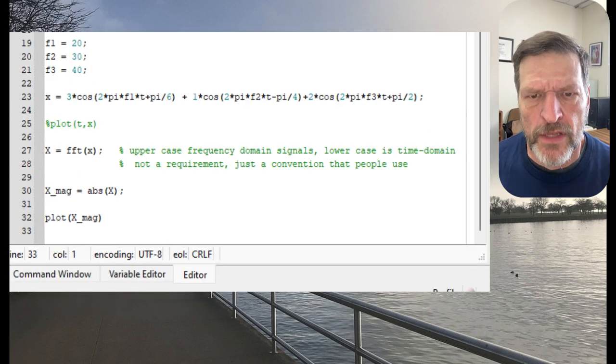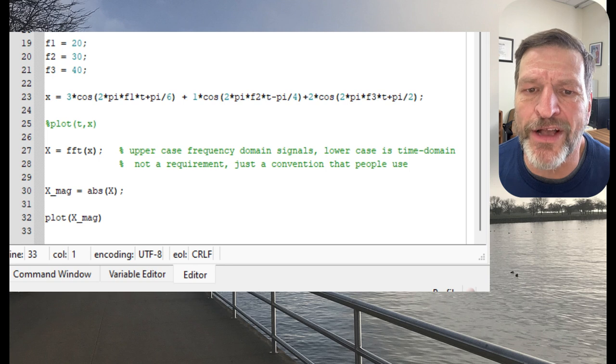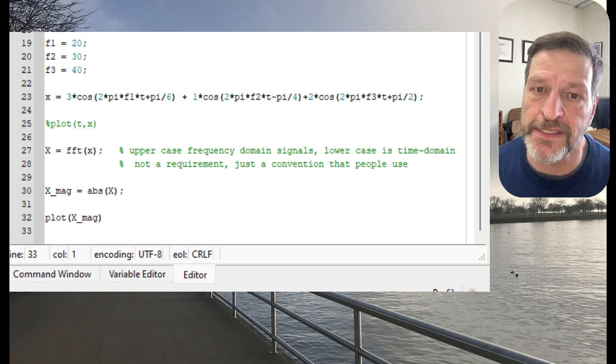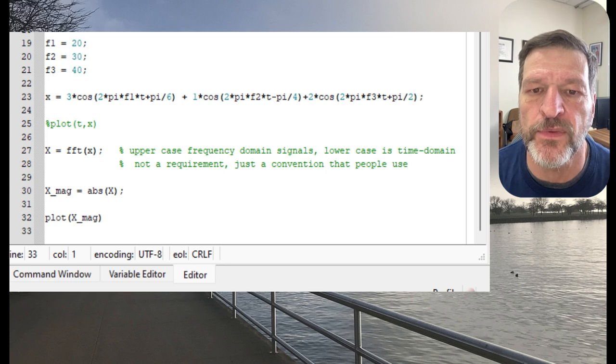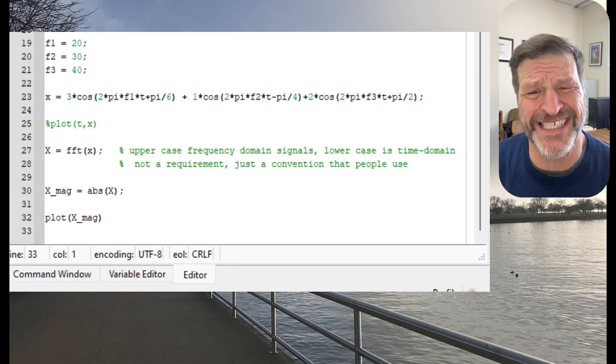Okay. The other thing we need to do is, I don't care about the angle so much. I really want to know what the magnitude is because I'm going to match that 3, 1, and 2. I know that the coefficients in front of those three cosine waves are 3, 1, and 2, and so I want to see that.